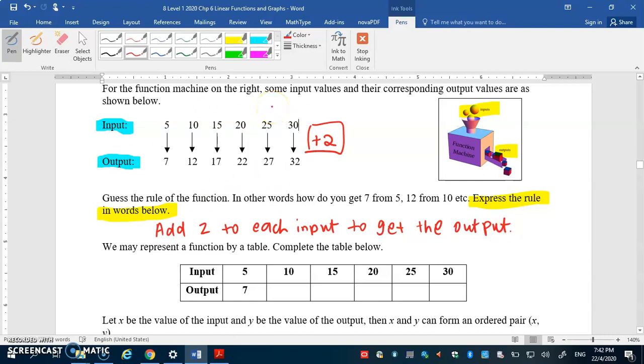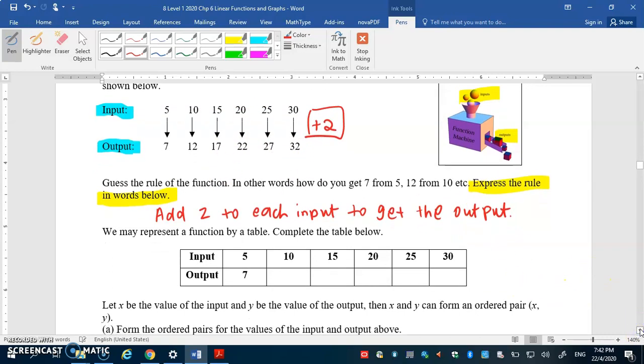Okay, so this entire information over here can also be represented by a table. So you see all the numbers here. We have rewritten the inputs 5, 10, 15, 20, 25, 30, and we're going to write the corresponding outputs. So for 5, the output was 7, for 10 it was 12, 15 is 17, for 20 is 22, 25 is 27, and 30 is 32.